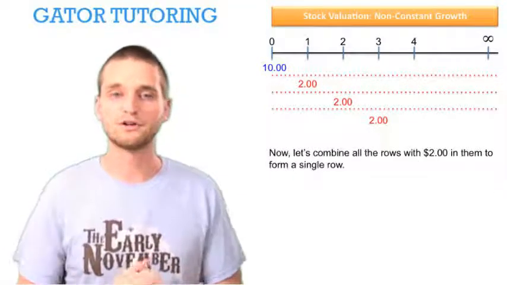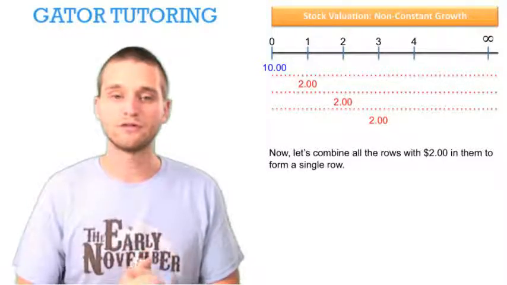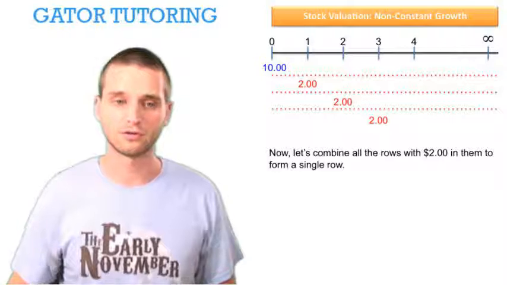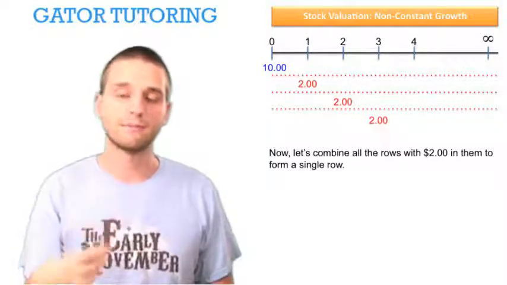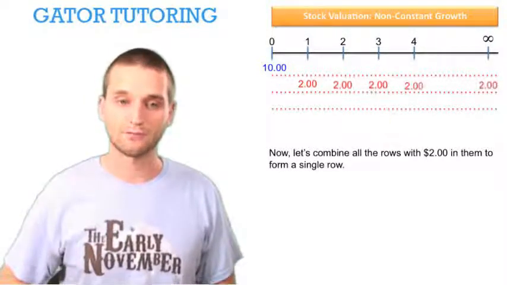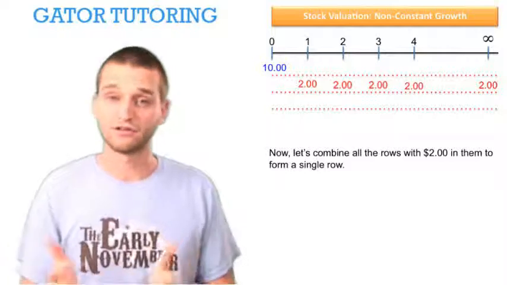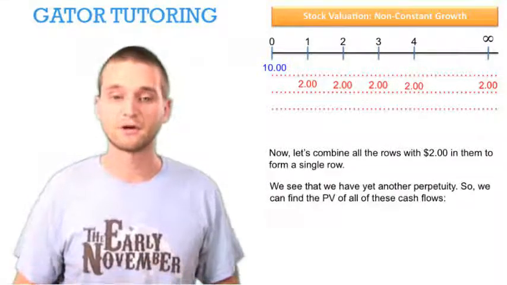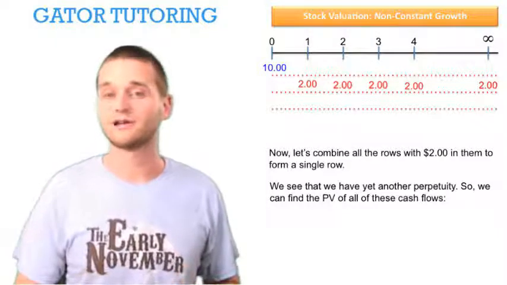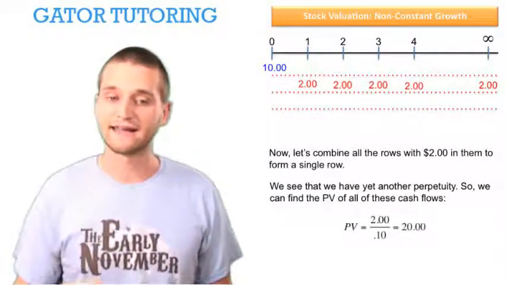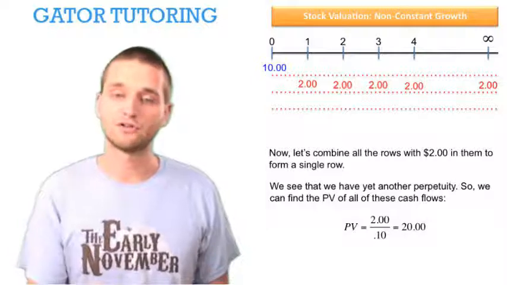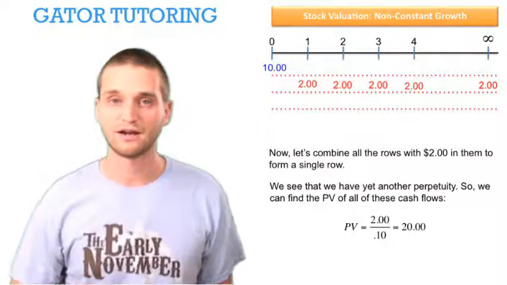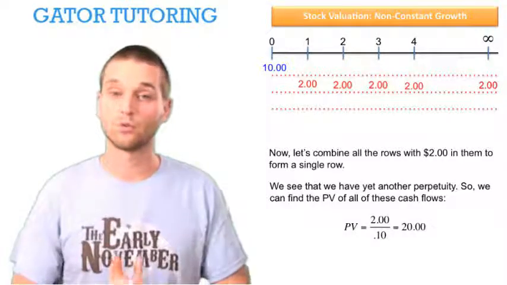And now what we're going to do, which should kind of be intuitive, we're going to combine all the rows with $2 in them to form a single row. And so remember, there are infinitely many rows going down, so when we combine them, we're going to have an infinite stream of $2 cash flows. We can see that we have yet another perpetuity. So we can find the present value of all of these cash flows, again using this perpetuity equation, taking the $2 constant cash flow divided by the interest rate of 10%, and we see that it's $20. Where is that evaluated?